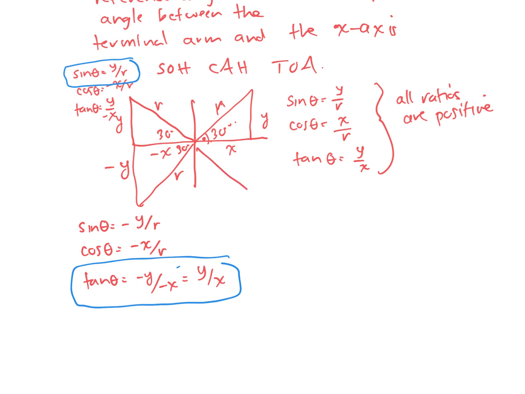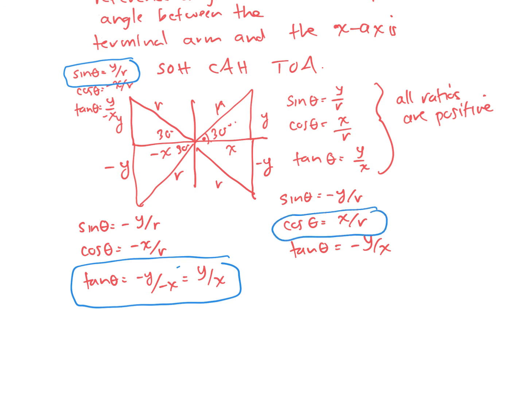If we go into quadrant 4, x is positive, y is negative. It's in the negative part of the y-axis, and the hypotenuse is positive. So in quadrant 4, sine is negative because it's negative y over r. Cosine is positive because it's x over r. And tan is negative because it's negative y over x. So only cosine was positive in quadrant 4.